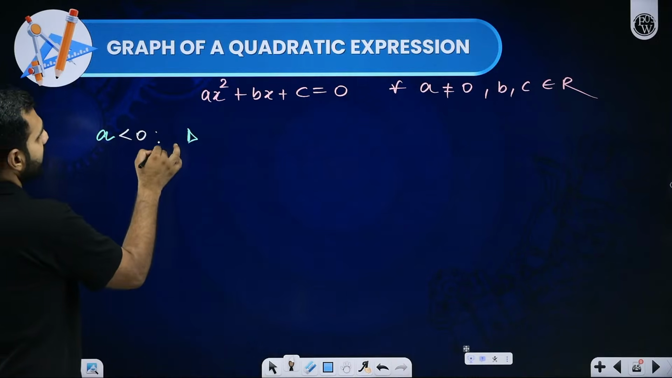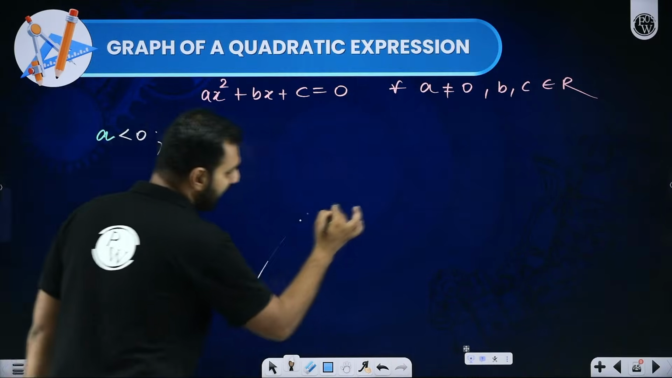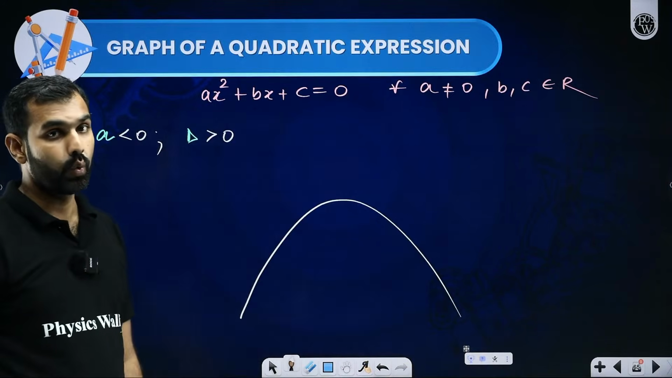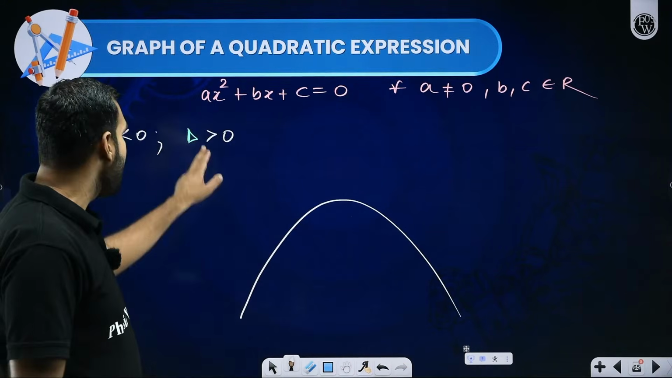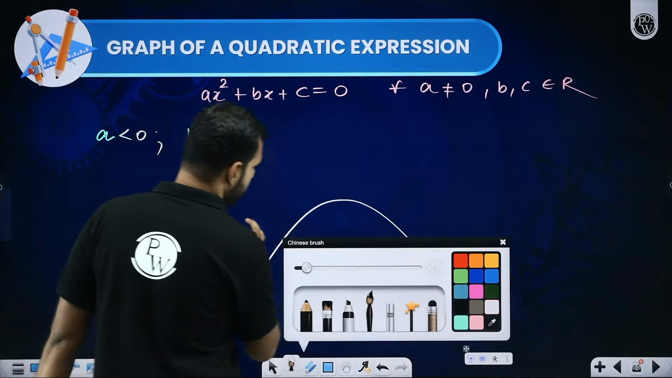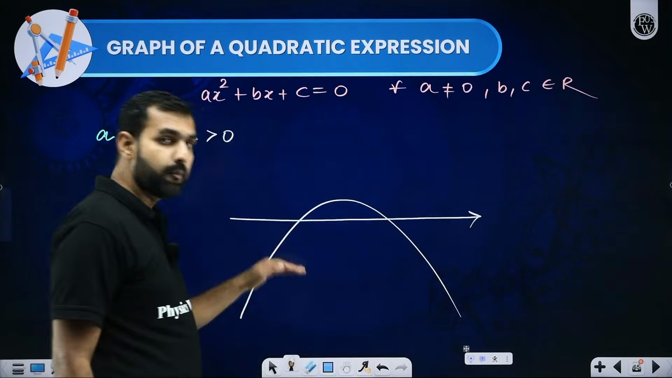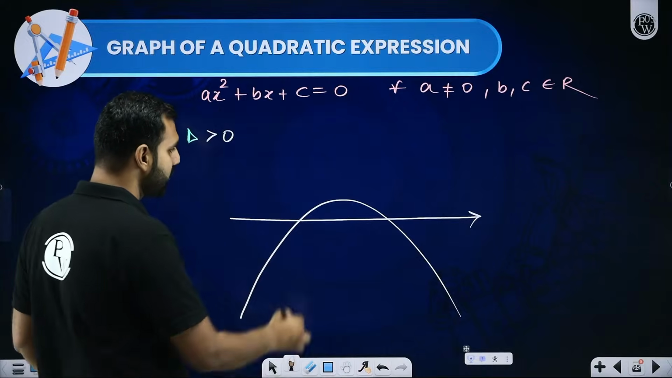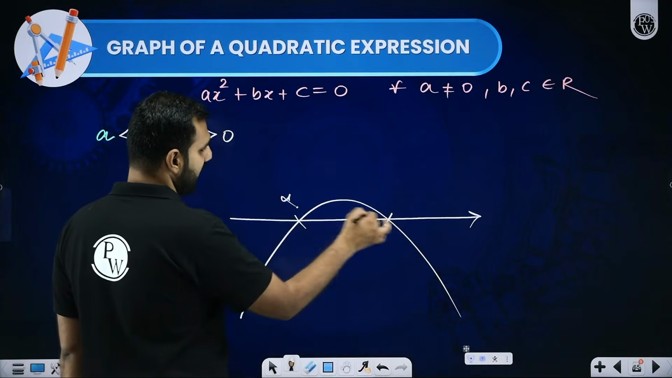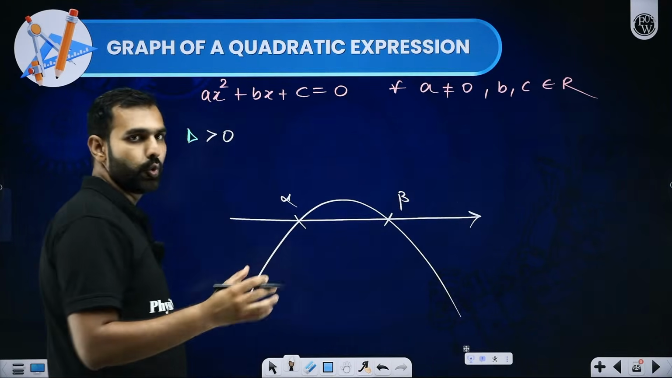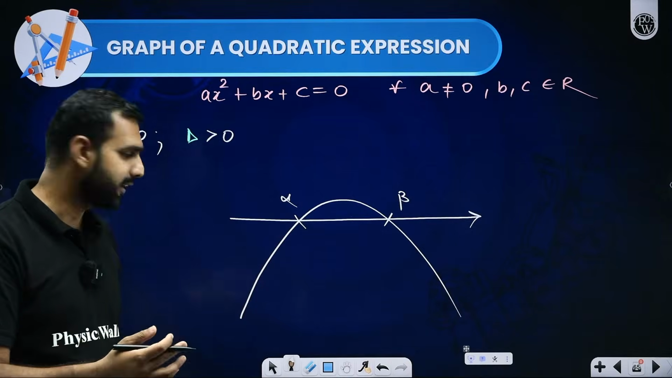A is negative, D is positive. A negative would mean a downward facing parabola, and D positive means the parabola will get intersected at two distinct points by the x-axis because of real and distinct roots. I hope it is more comfortable and convenient now.